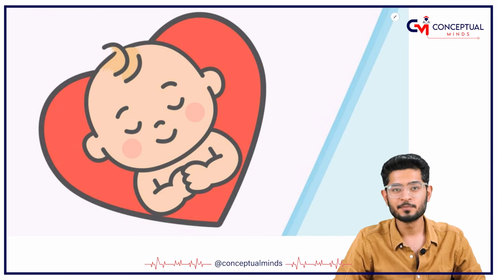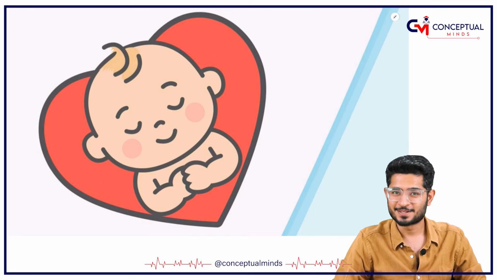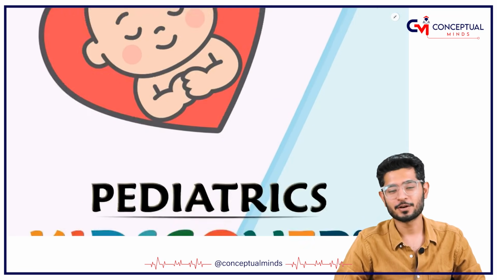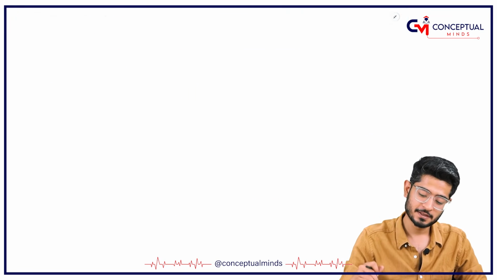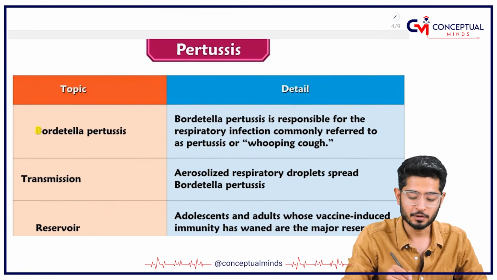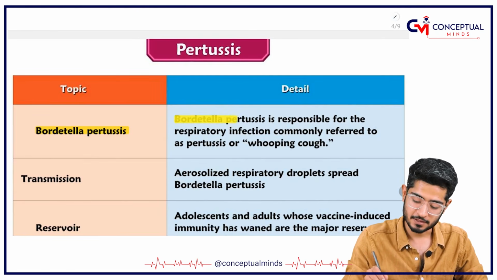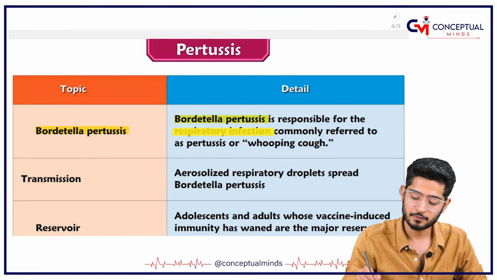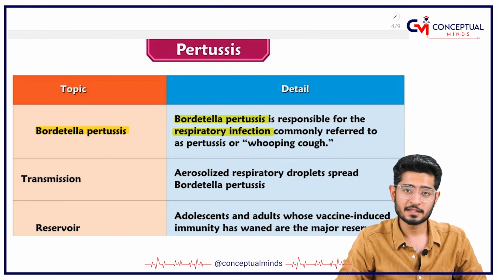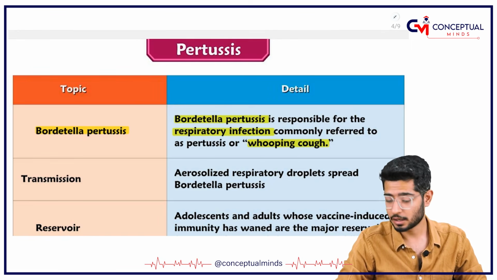Myself Dr. Parv. We are in the class of pediatric infectious diseases and let's understand a long question for university, a very important topic for your competitive exam and of course the viva voce, that is called pertussis. Now what is pertussis? Pertussis is a disease caused by Bordetella pertussis and it is responsible for respiratory infection. It is characterized by a very important word, that is called whooping cough.